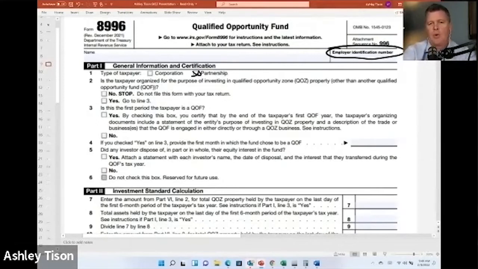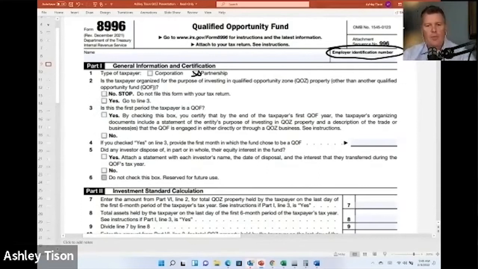Is the taxpayer organized for purpose of investing in qualified opportunity zone property? And you're going to check yes, because if you check no, you're done, right? No, you're not a QOF. And exactly right. Yeah, exactly. And game over, right? So do not pass go, do not collect $200 if you don't check yes.